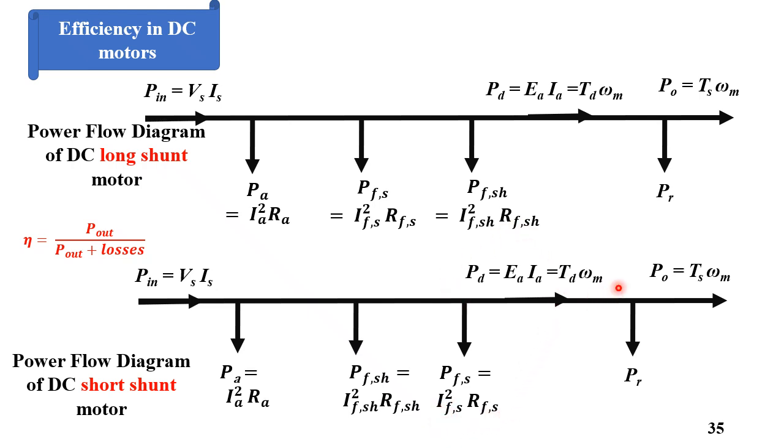We have the power developed, which is EAIA, or torque developed times omega m. Then we have the rotational power losses, and the remaining power, which is the output power, equals torque shaft times omega motor.